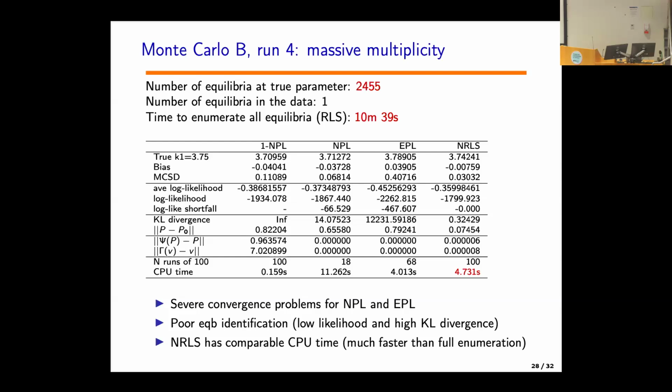Before there were only three or nine traps because there were nine equilibria. Now there are 2,400 traps to fall into, so it's really hard to do. Of course, the two-step estimators, you just need more data if you want to do that. That's still working.